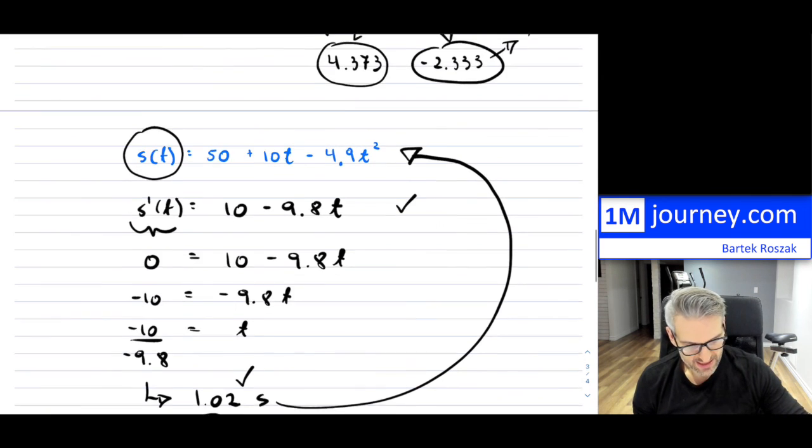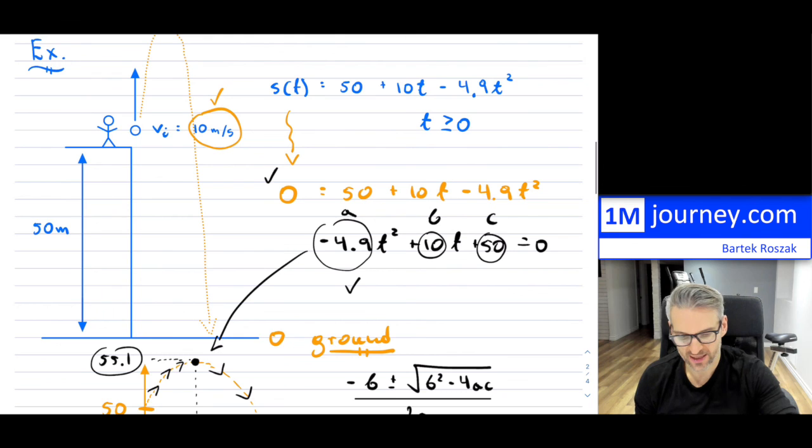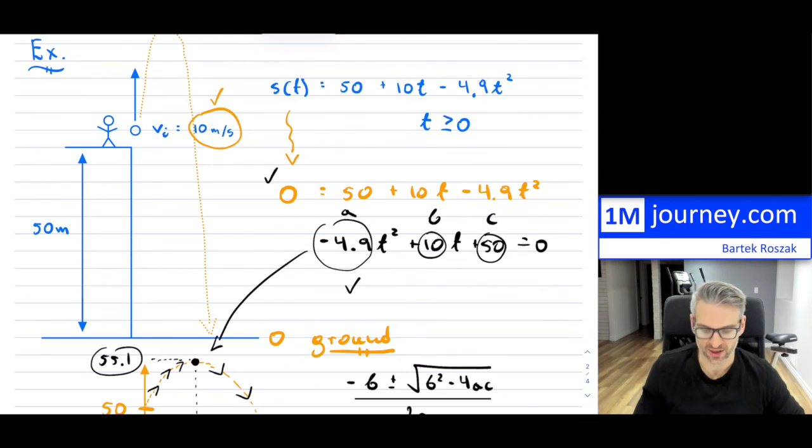Okay, so these two examples, I hope, give you some insight into these velocities and accelerations that you are probably going to be running into in your calculus classes.